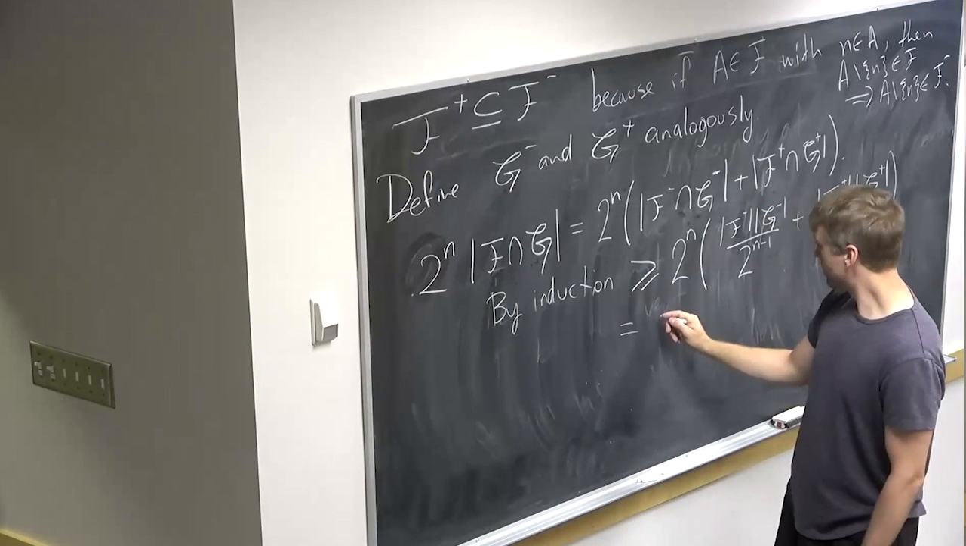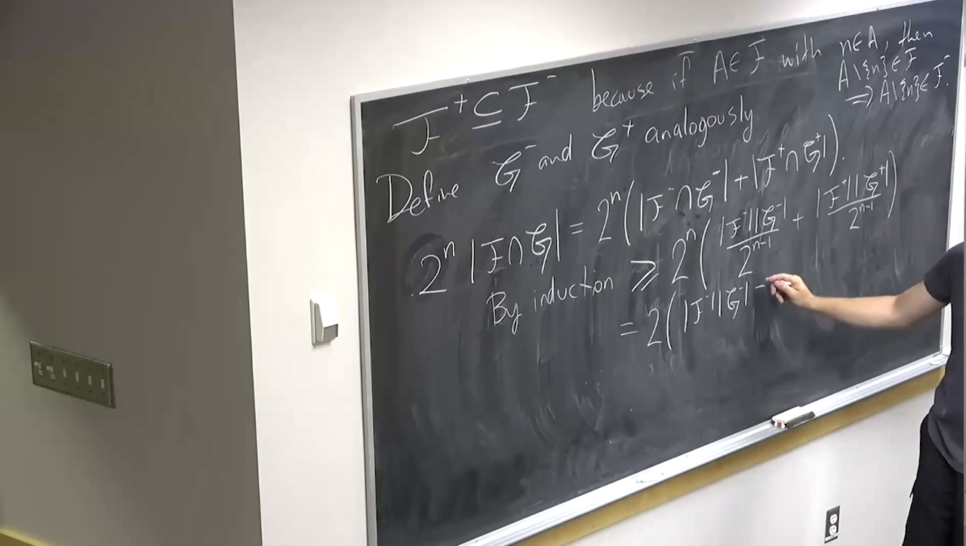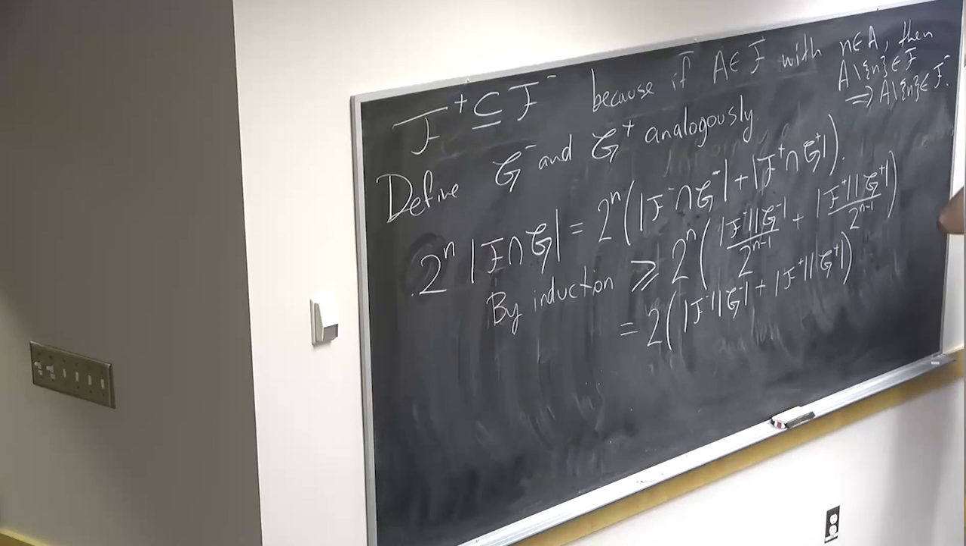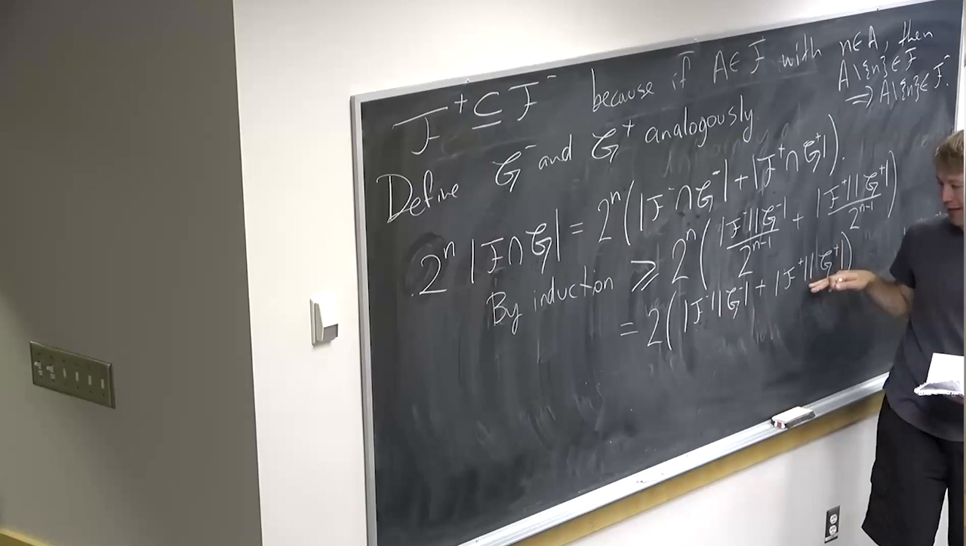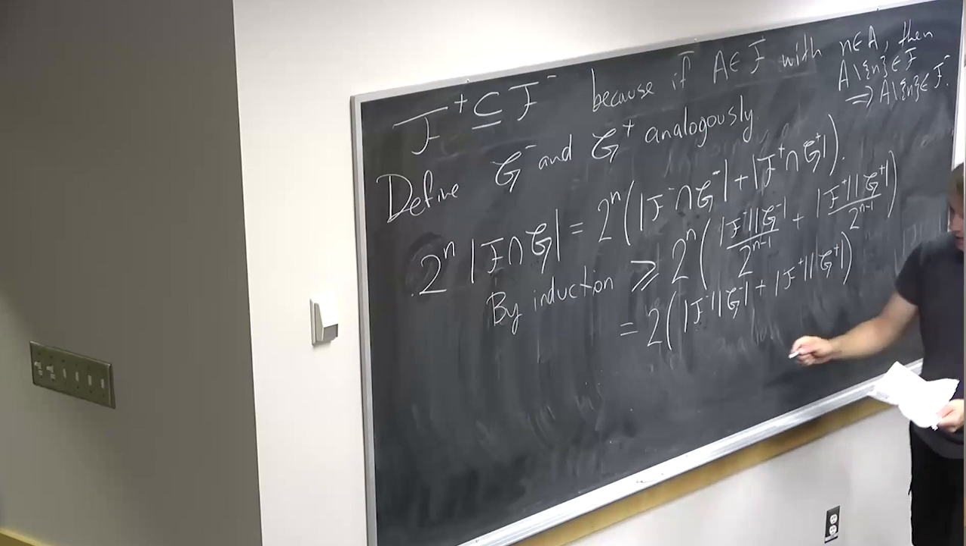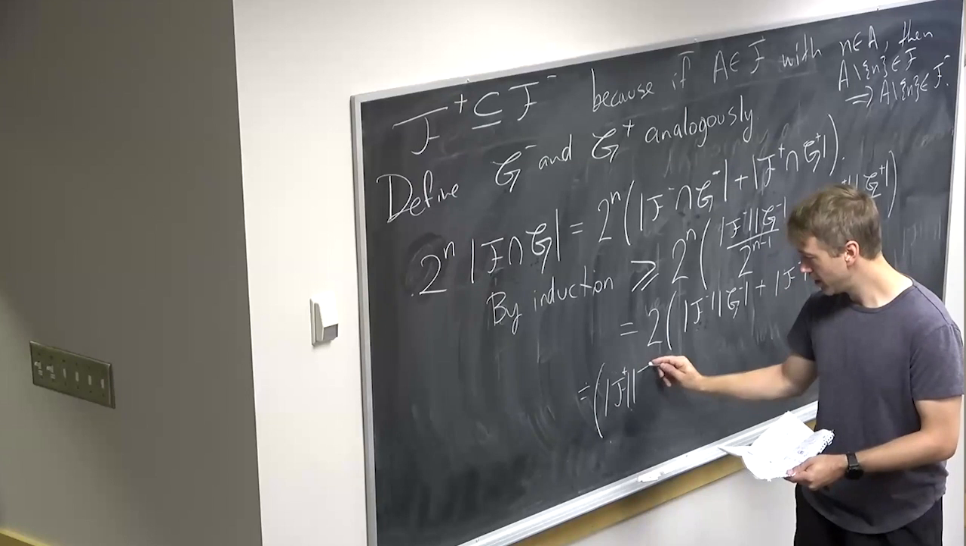Which is equal to 2 times F minus G minus plus F plus G plus. Well, it's kind of hopeless, right? Because in the end, what I want to get is size of F, size of G. This is kind of related to that, but it's missing all those cross terms and stuff. We want to have F minus times G minus, F minus times G plus, and so on. But anyway, do some kind of clever algebra. You find out this is what you wanted, almost.